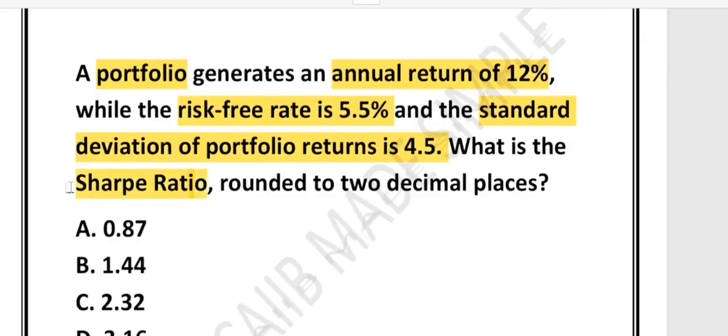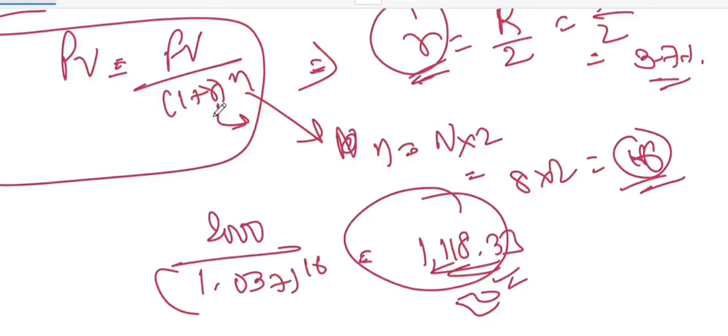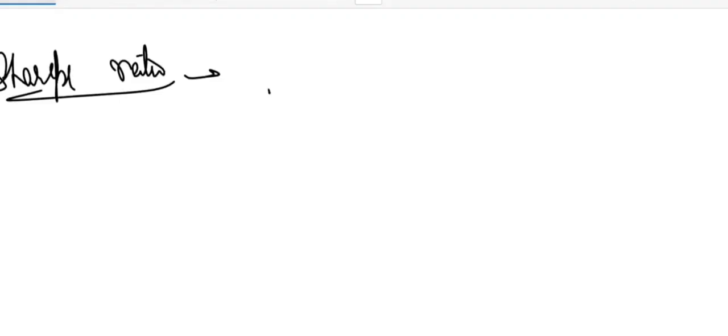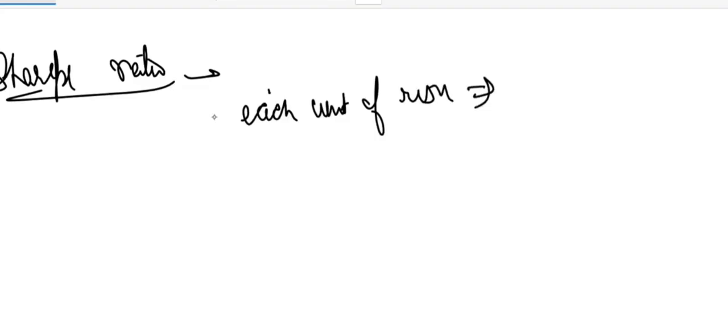So let me explain how to go about calculating the Sharpe ratio. First of all, you must understand the meaning of this term, the so-called Sharpe ratio. You know it very well. It measures how much extra return you earn for each unit of risk you take. Very, very important. Each unit of risk you are taking, how much extra return? That is called the Sharpe ratio. Now let's plug in the numbers.